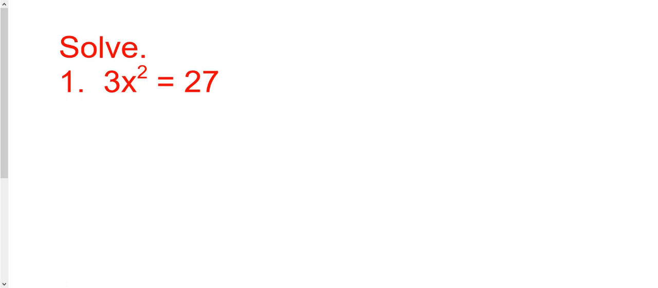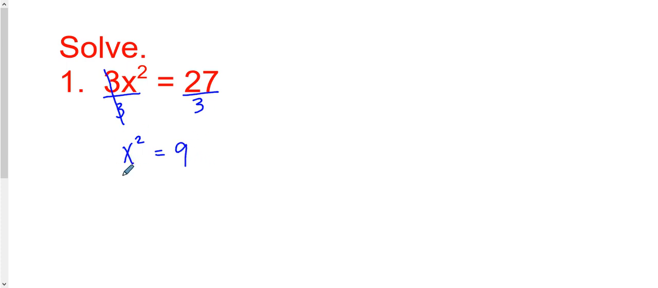All right, number one, we're solving 3x squared equals 27. Again, that first step is I need to isolate x squared. I need to get it all by itself. The thing with x squared is the 3. These are being multiplied right now, so the opposite of multiplication is division. And I'm going to start by dividing both sides by 3. They're going to cancel on the left, which leaves me x squared. And 27 divided by 3 is 9.